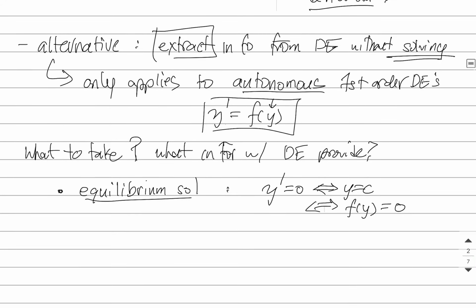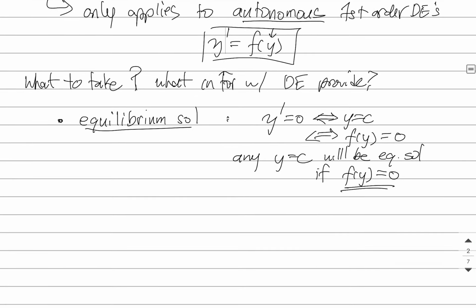And so any y equals c, so a horizontal line, a constant, will be an equilibrium solution if f of y equals 0. So if we take that right-hand side and solve it equal to 0, we'll be able to get these equilibrium solutions. And this is where there is no change in the slope of the solution.